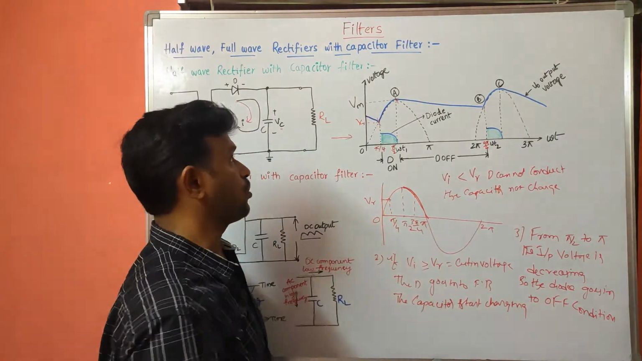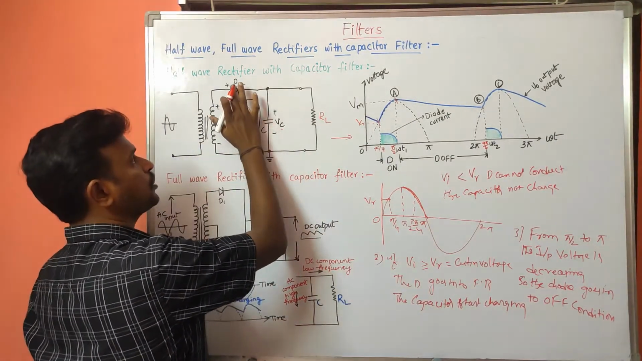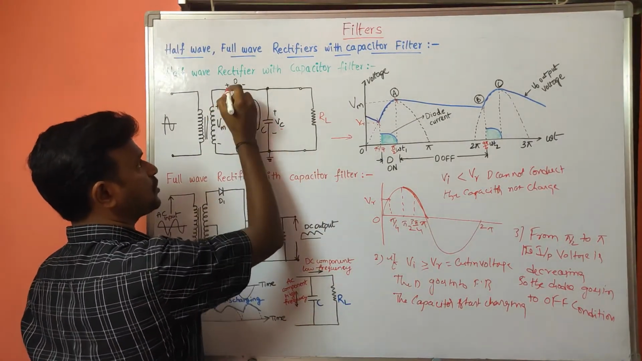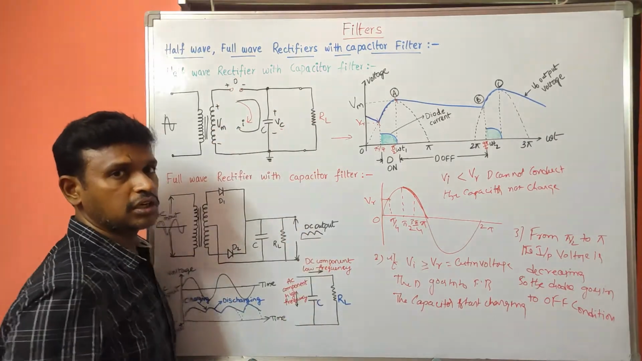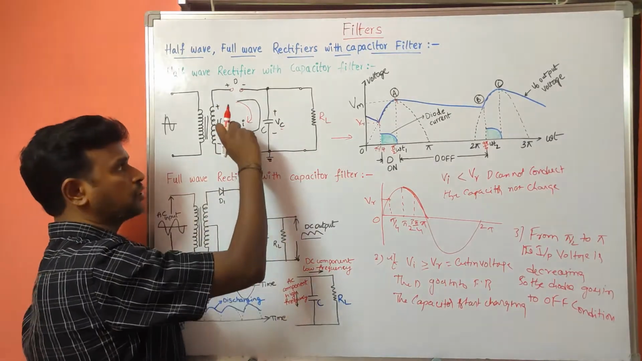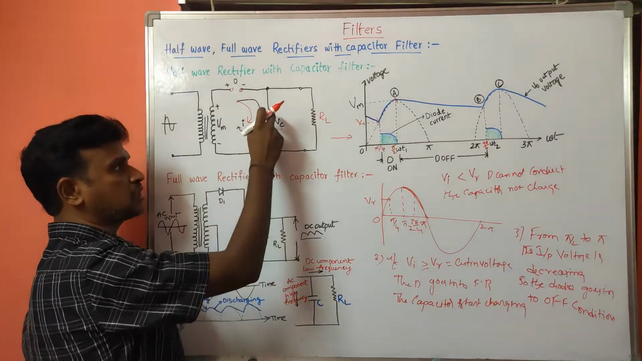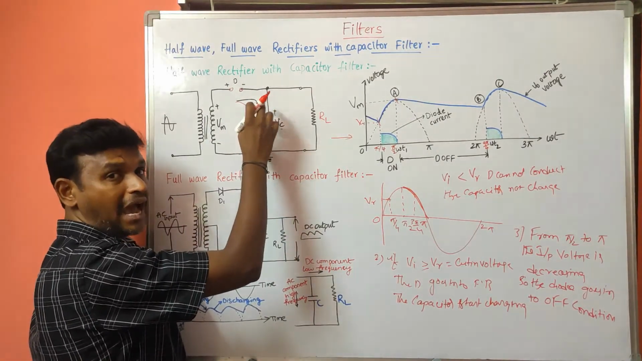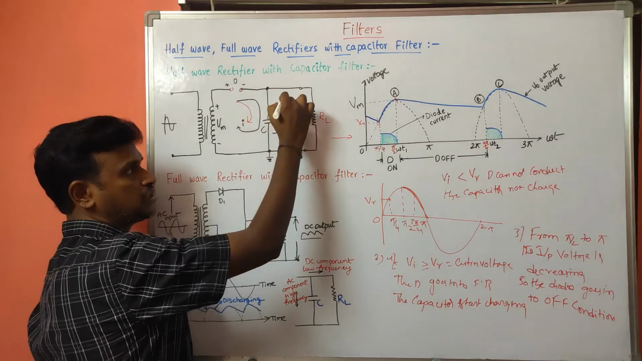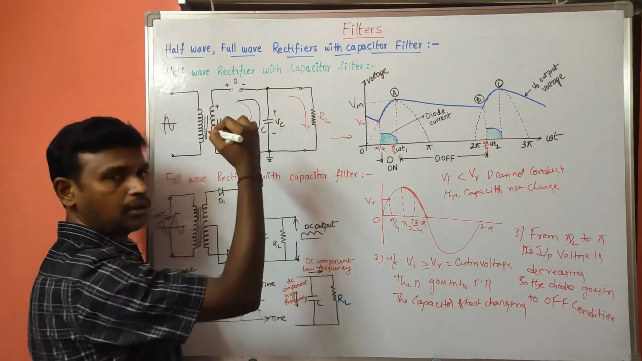Okay, diode goes into off condition means, is there any current flow? The diode is open circuited here, for the ideal case. There is no current flow. That means this capacitor will act as a voltage source, and it will discharge through the load RL.